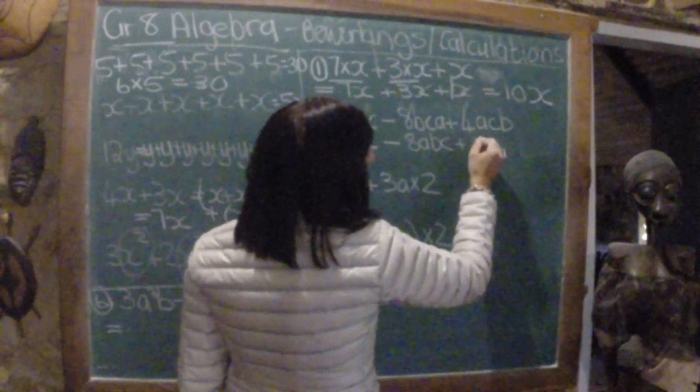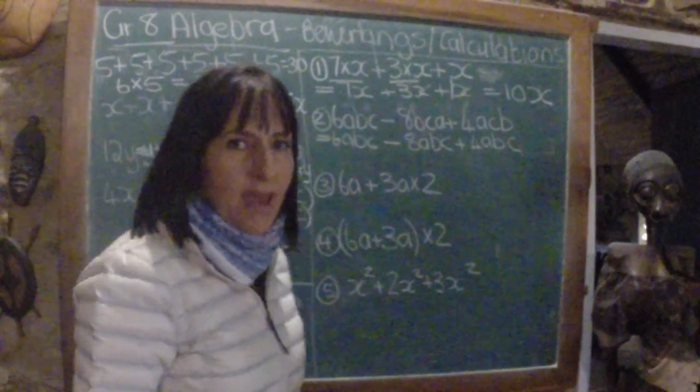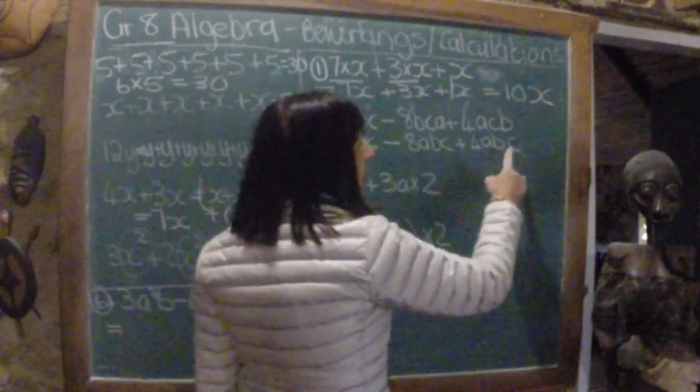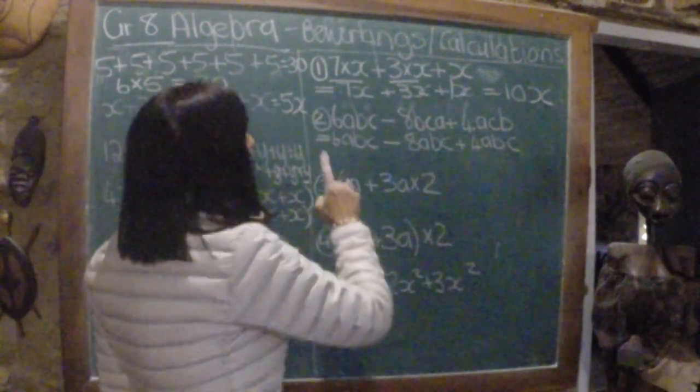I'm going to rewrite this one as ABC because that's good mathematics. So now are they the same? ABC, ABC, ABC, exactly the same. So let's do the calculation.